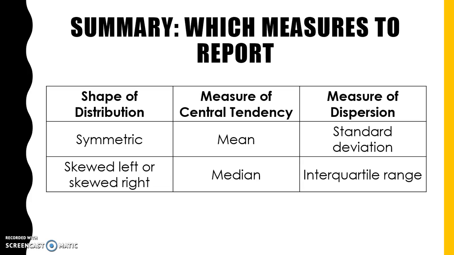So if we have a distribution that's symmetric, we want to use the mean and standard deviation to report central tendency and dispersion, and if we have a distribution that's skewed either left or right, we want to use the median and interquartile range to describe that. So that sums up 3.4.